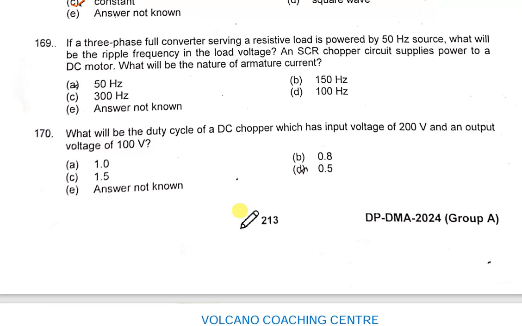If a three-phase full converter serving a resistive load is powered by 50 Hz source, what will be the ripple frequency in the load voltage? So here the ripple frequency is equal to 300 Hz.